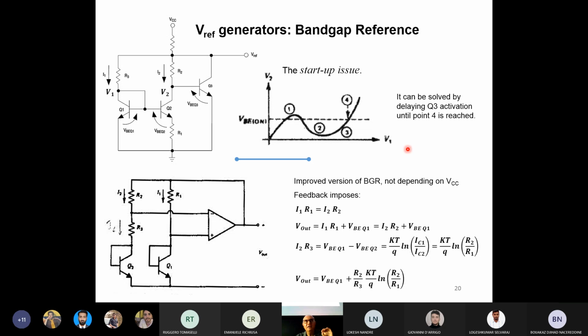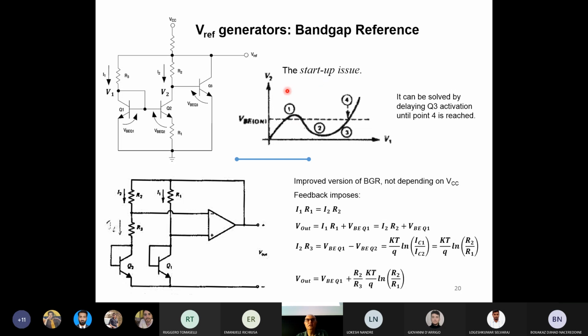Okay, you're right. This graph is made if we don't have Q3. That's the hypothesis. If we have Q3 instead, Q3 can turn on either here or here. No, you're right. I should have written this. This is actually the graph only for this part, V1 and V2. Okay. So the danger is that the system will lock here.